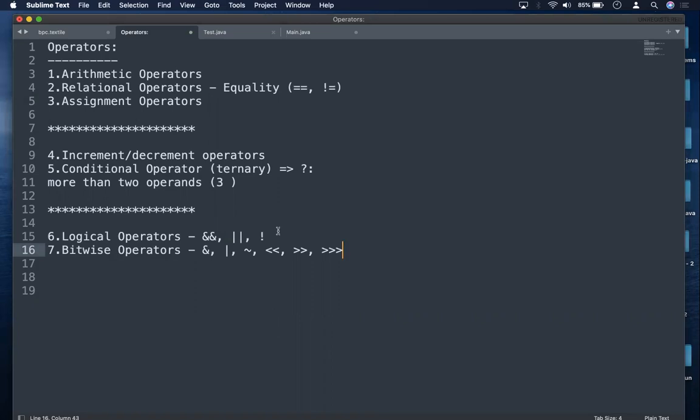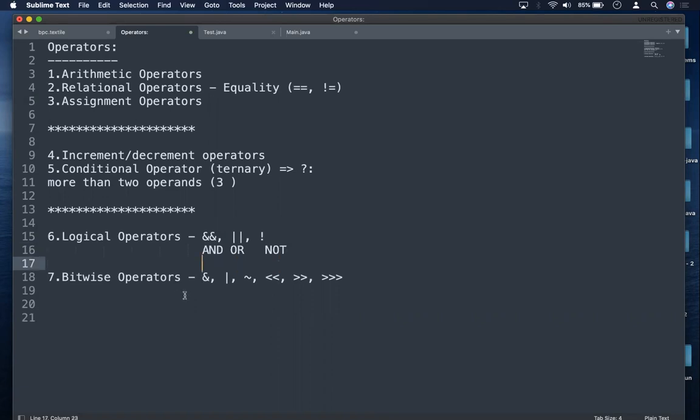So there are three logical operators, namely the AND operator, which is two ampersand symbols, the OR operator, which is two vertical bars, and the logical NOT operator. This is actually the exclamatory symbol.